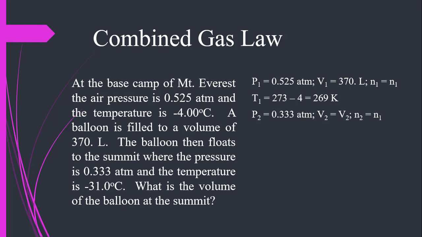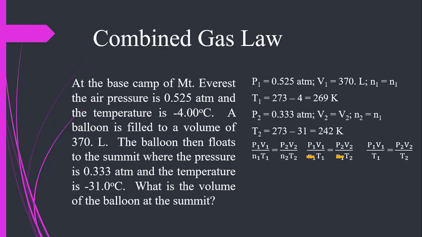We haven't added or removed any gas, so N sub 2 is equal to the number of moles under the first condition, so N2 equals N1. The temperature in Kelvin is 273 plus the temperature in Celsius. The temperature in Celsius is minus 31, so you get 242 Kelvin. You set up the combined gas law, but N2 equals N1, so it can be rewritten this way. Since you have N1 in the denominator on both sides, that cancels out. So the equation simplifies to P1V1 divided by T1 equals P2V2 divided by T2.